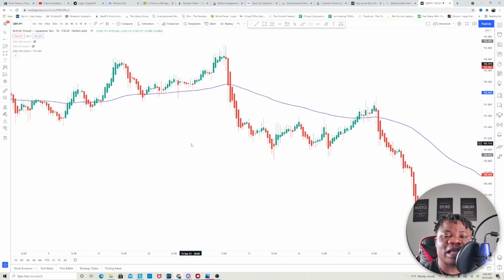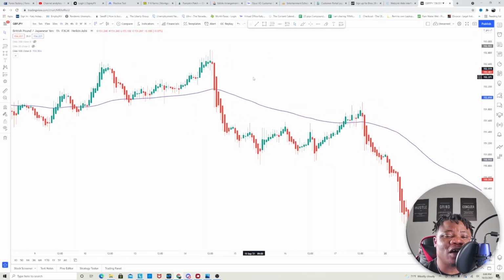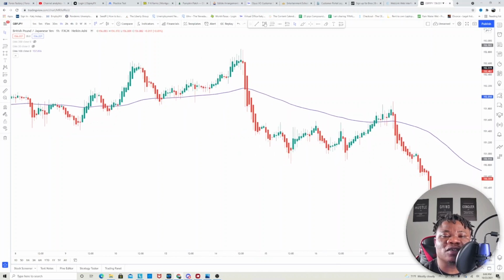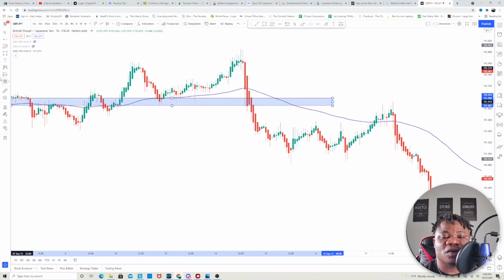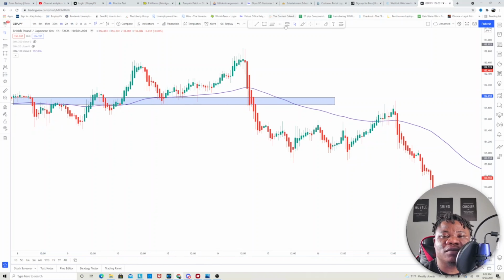Now, once we have that rule, we also need to make sure that when we're trying to take a sell position, there is no wick at the top. So we don't need any wick at the top. Once we have that met, then we look for our support zone, and here we have a support zone over here.